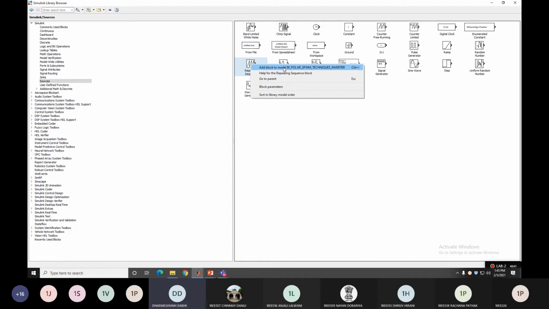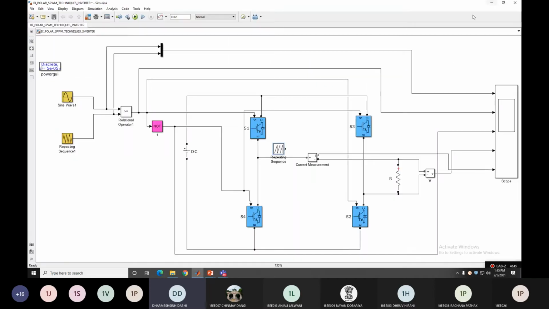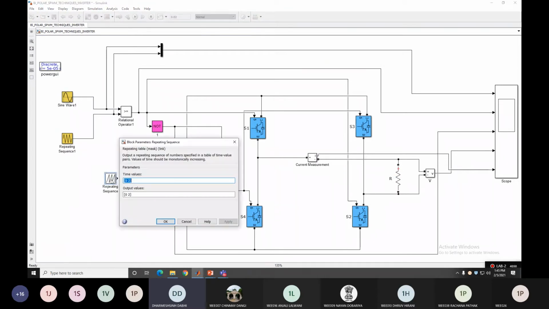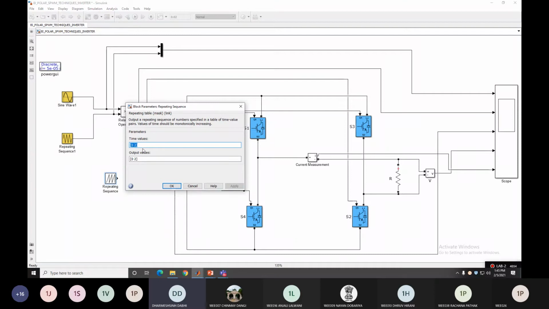So I click here. My model file name is bipolar SPD, so it comes here, but I already have it here. You can see the built-in value set as 0 2. Clear? Here you write the time values, and here you write the magnitude of your triangular wave with respect to time. And here I want to generate a triangular wave of 1000 hertz frequency.